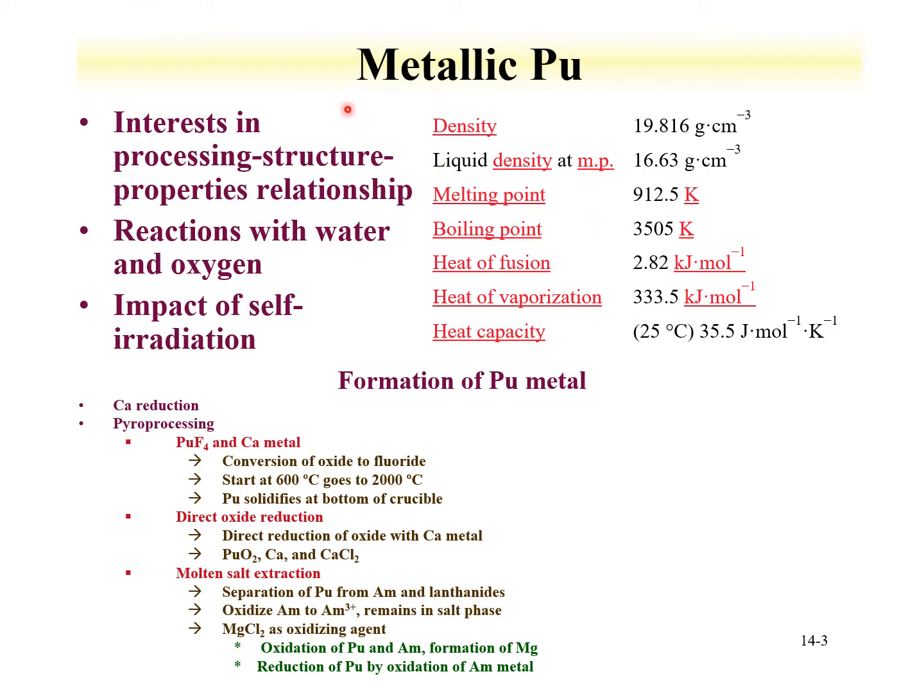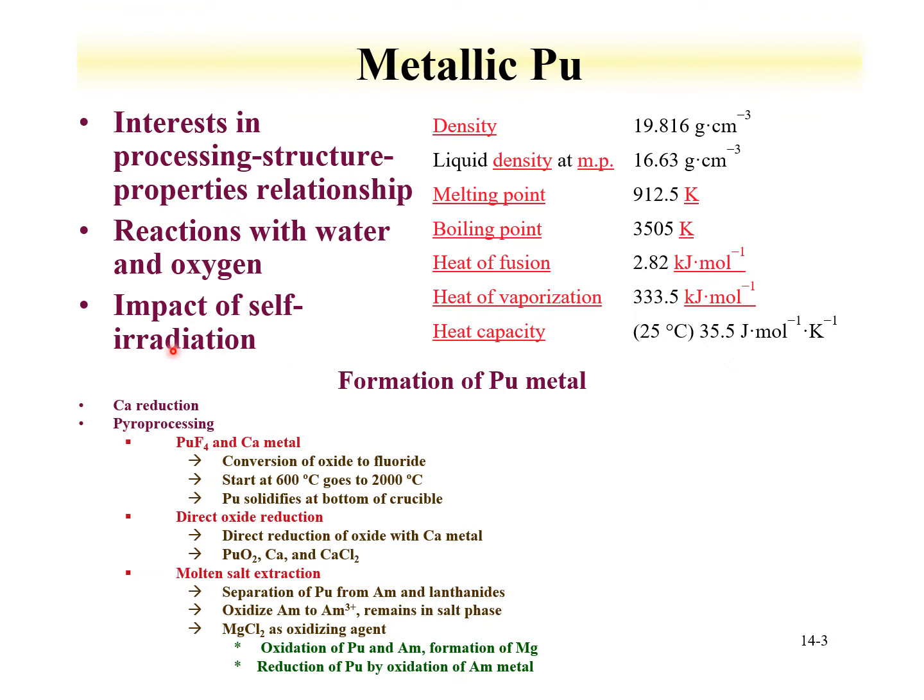There's strong interest in metallic plutonium related to how it's made, the processing, the relationship between the structure that's produced and the resulting properties. This relationship is important for understanding the behavior of plutonium metal. There's also large interest in the reactions of plutonium metal with water and oxygen due to formation of oxides, and there are also studies related to the impact of self-irradiation. How does that influence the behavior of plutonium metal?